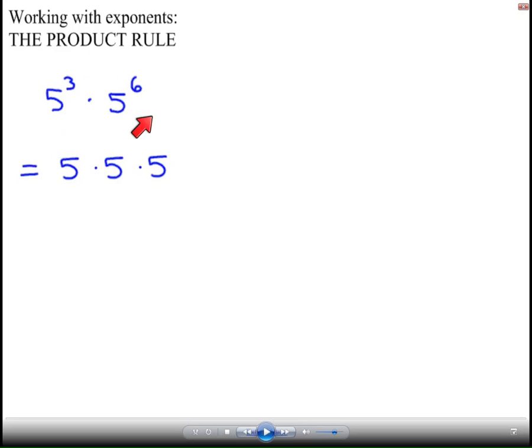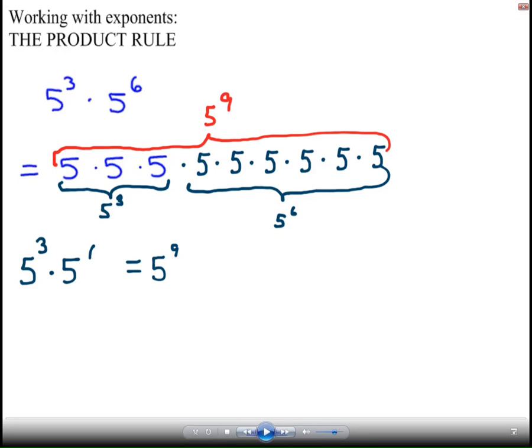And the question is, is there a way that we could write this that's simpler, easier to work with? It's based on the idea that 5 to the third power can be expressed as 5 times 5 times 5. And similarly, 5 to the sixth power can be expressed as 5 times 5 times 5 times 5 times 5 times 5. That went by really quick, but this is 6 sets of 5, and there's 3 sets of 5.